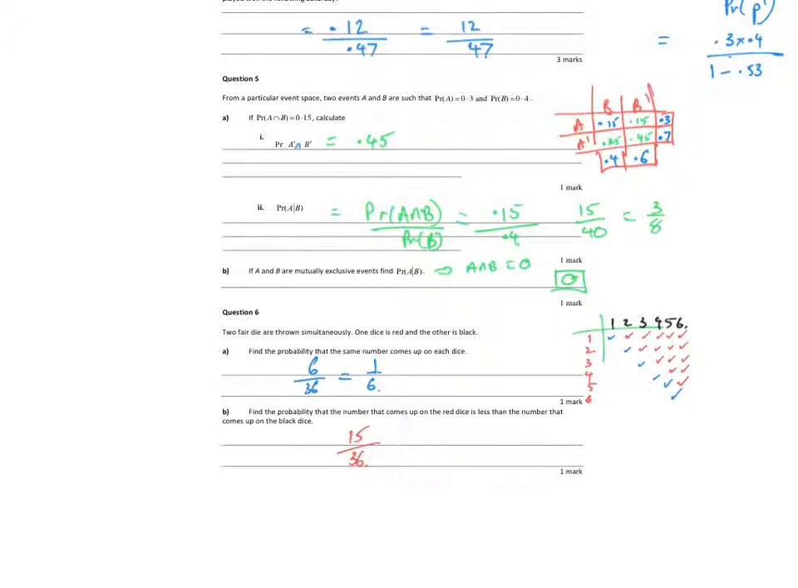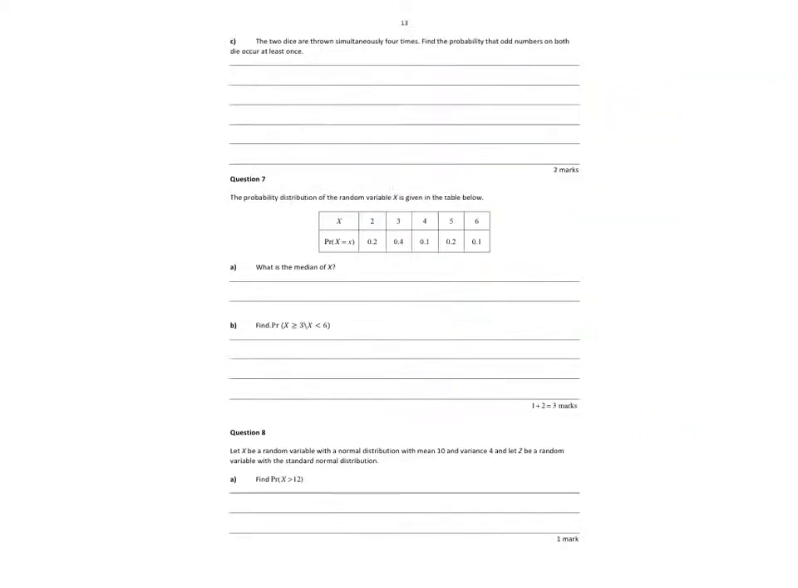15 out of 36. Okay, so really it's just list your sample space, list the outcomes, and then count the ones that match our table. So I can get a 1,1; 1,3; 1,5; 3,1; 3,3; 3,5; 5,1; 5,3; 5,5. So there's 9 outcomes.